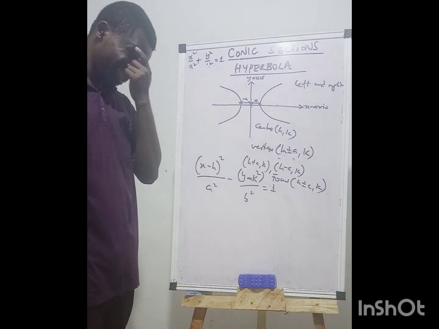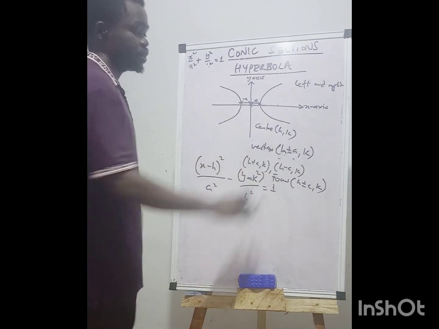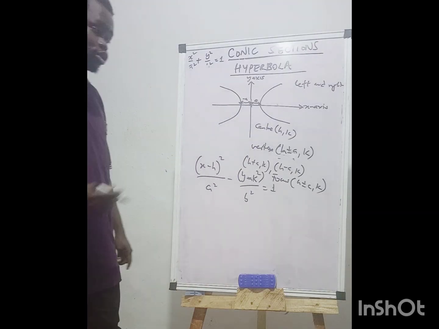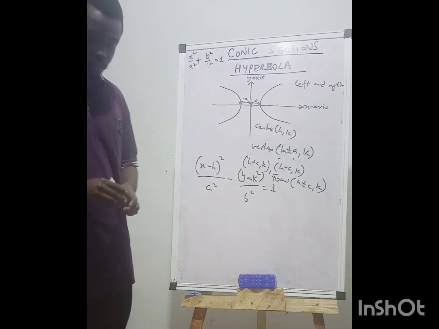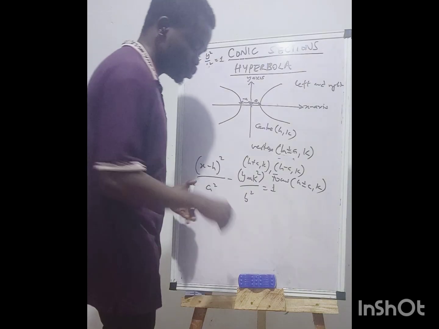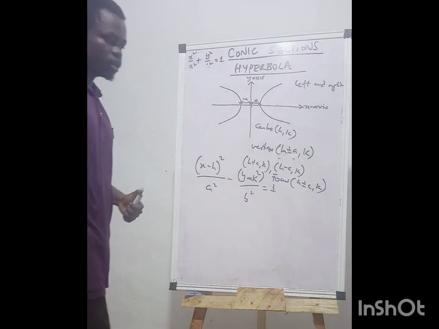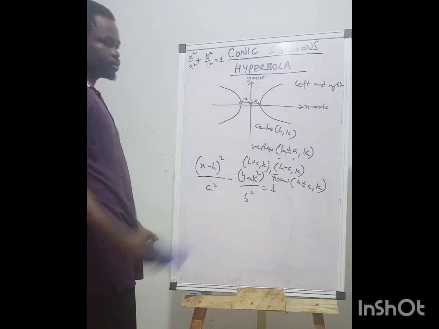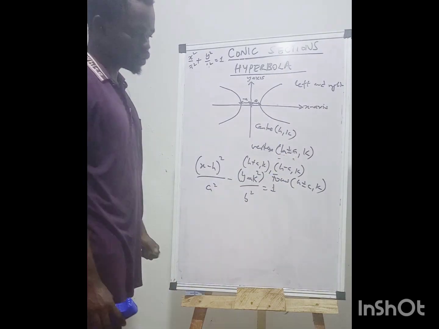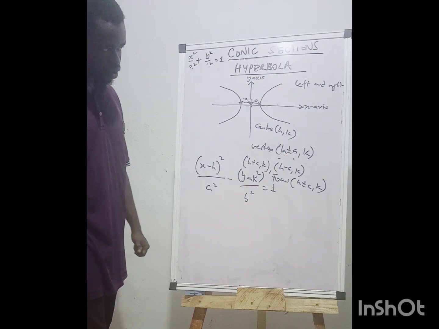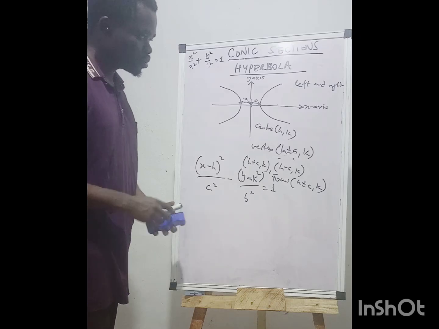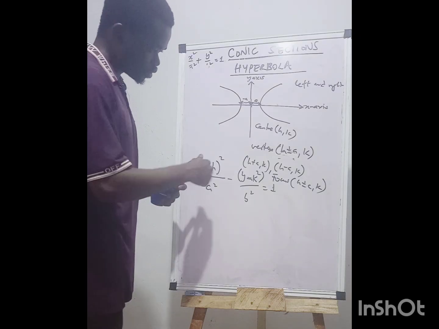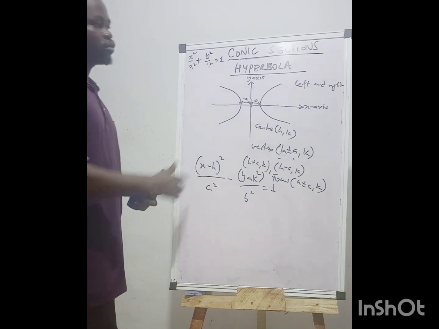Is that okay? Don't get carried away with my vertex. This is one vertex and this is another, but it's just like a reflection of it. So most times we just say it's the same. And the focus is also a reflection. So that's the value. This is the equation for the left and right.